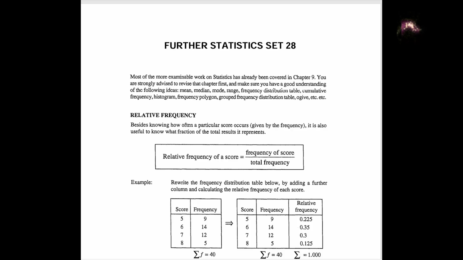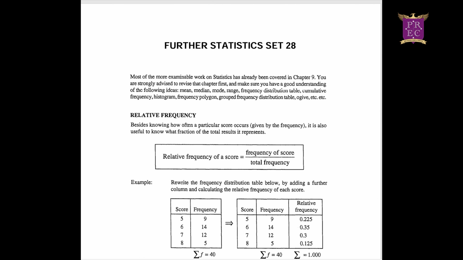Alright guys, today we're going to cover further statistics. This is set 28. Most of the examinable content for statistics has already been covered in chapter 9. This is just extra work, so that you understand how all these things come together, and to give you a little bit more advanced material. Most of these things that we cover in this video won't be examinable, but some might be, so it's better to get an understanding of how statistics work and how all these things come together, so that when you're doing questions, you're more aware and you know what to look for.